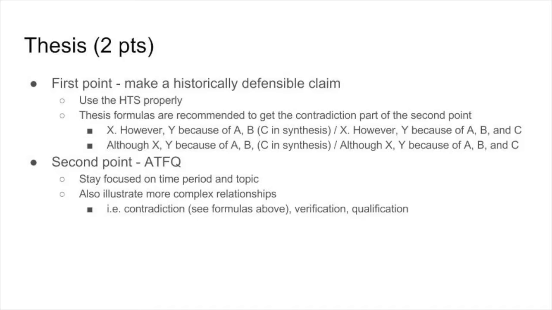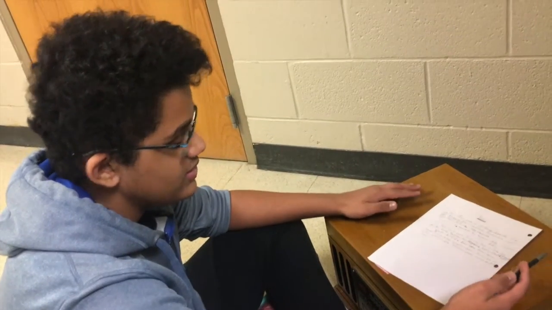Next, to get the second point, you have to ATQ. Don't sway from the topic. Remain concentrated throughout the paper. Also remain in the same time period. This is how you can get the second thesis point. You need to be able to connect it back to the thesis throughout the paper. And that's how you write your thesis.